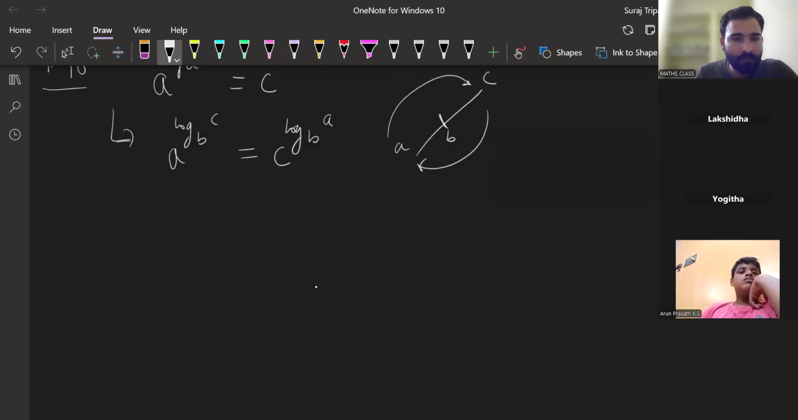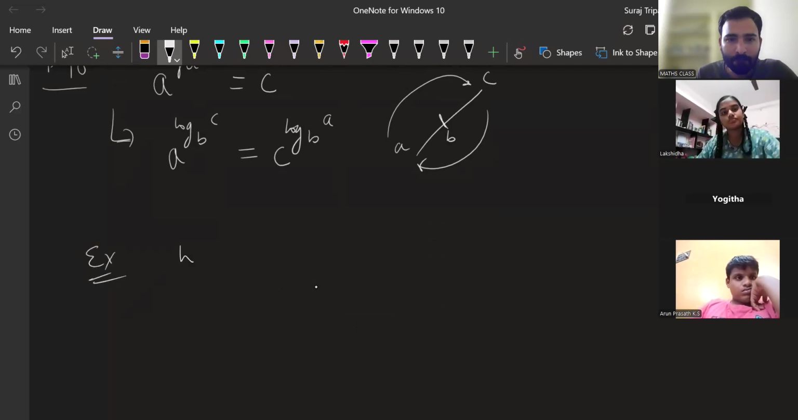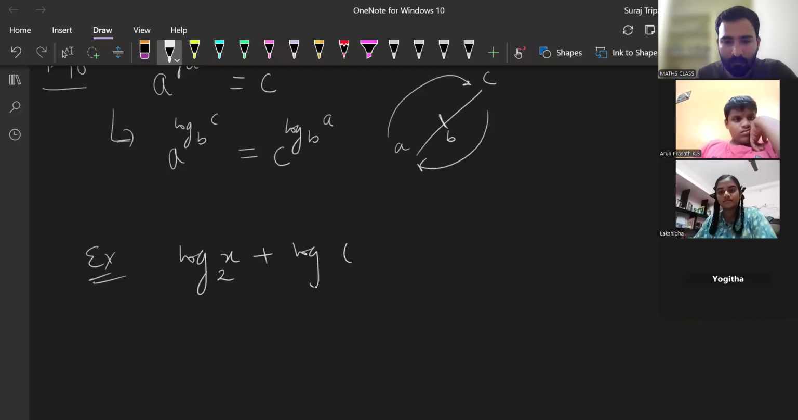See, property. Just take one example. Log of x to the base 2 plus log of x minus 2 to the base 2 is equal to 2. Okay, just solve this. Find the value of x.